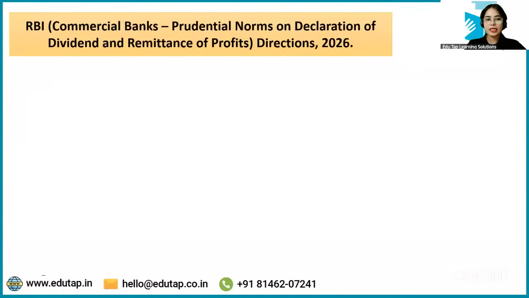Now, coming to the next article, that is going to be a lengthy article. So RBI Commercial Bank Prudential Norms on Declaration of Dividend and Remittance of Profits Directions 2026. Okay, so let's see that. So first of all, declaration of dividend. So profit, let's say the company is earning the profit. Like the profit is divided into three parts. Can anyone tell me what are the three parts in which the profit is divided?